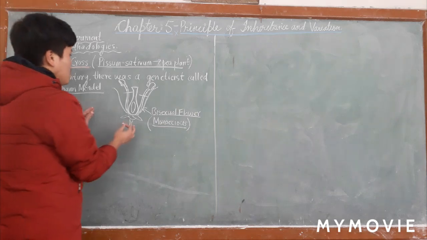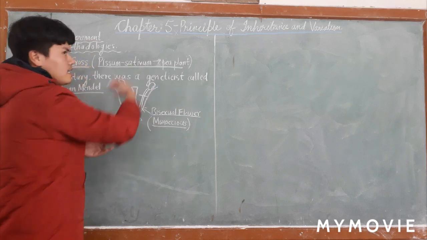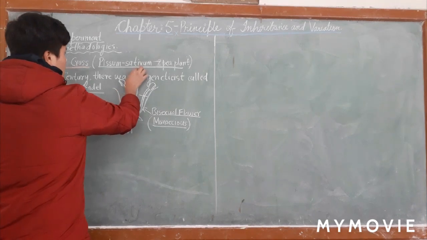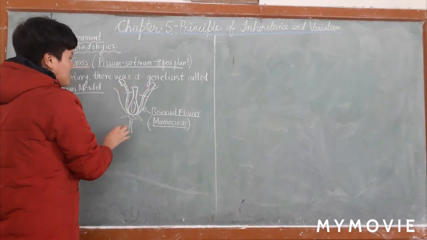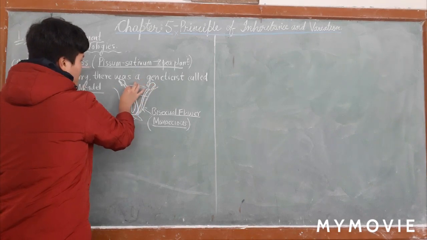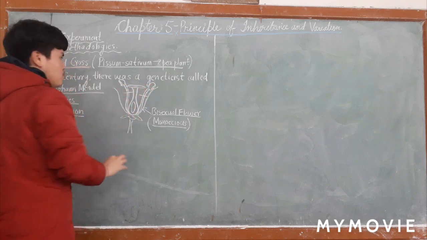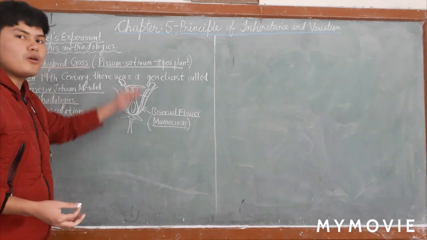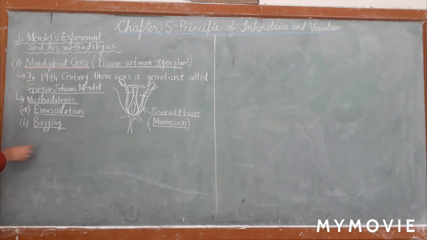In the emasculated flower, where the anther is removed, pollination can still occur through wind or other pollen grains. So we cover it with butter paper covering or plastic covering in order to prevent it from pollinating by other anthers, or you can say foreign pollen grains, and that process is called bagging. Last one is the transfer of pollen.